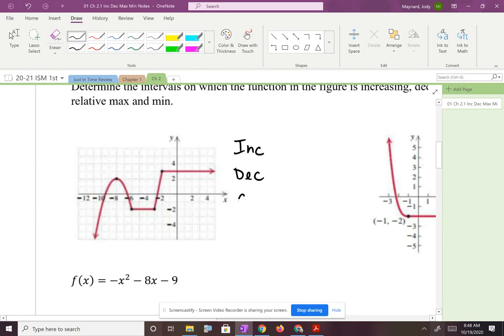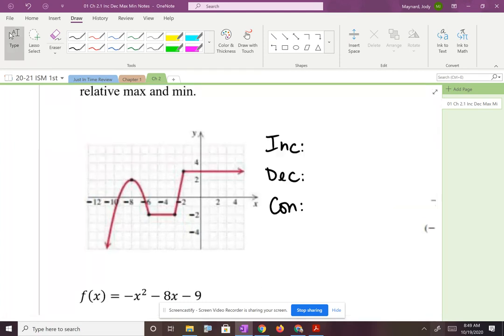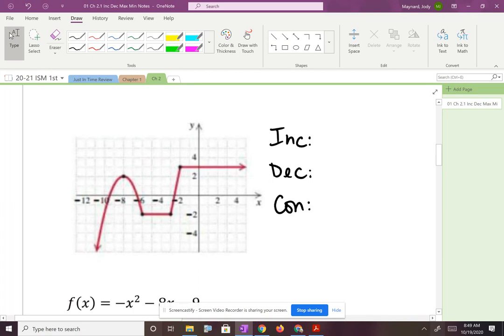Increasing, decreasing, constant, sorry. And we'll look at the maximum in a second. So the first thing that I would probably do is go through and put these ordered pairs down. I would go through and look at these ordered pairs. I know it's kind of fuzzy and it's not super clear on your graph, so that's why we're going to go through and put our ordered pairs down.